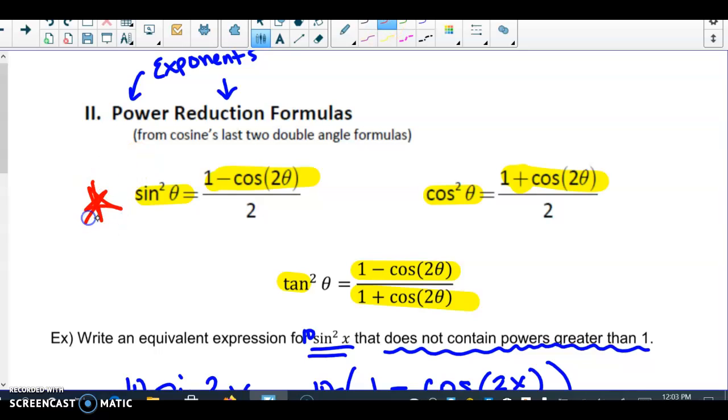I am going to put a star beside them because you can find them on your formula sheet, as it is very important to memorize these. And for some reason, they're not highlighted, the 2 on the bottom, but they are a part of the formula there, right? Power reducing formulas come from your double angles, which is why those double angles are actually inside these formulas.